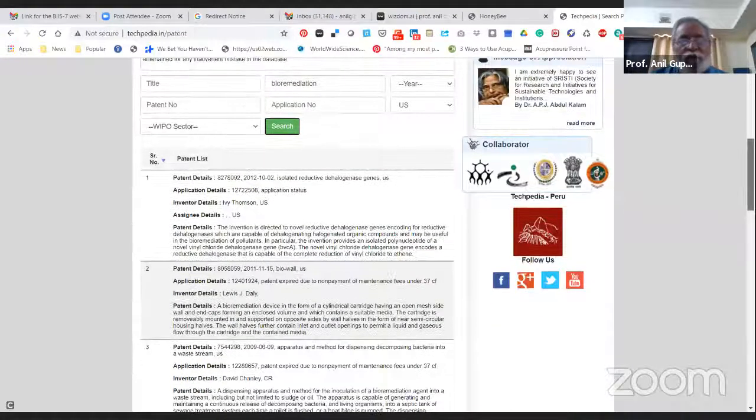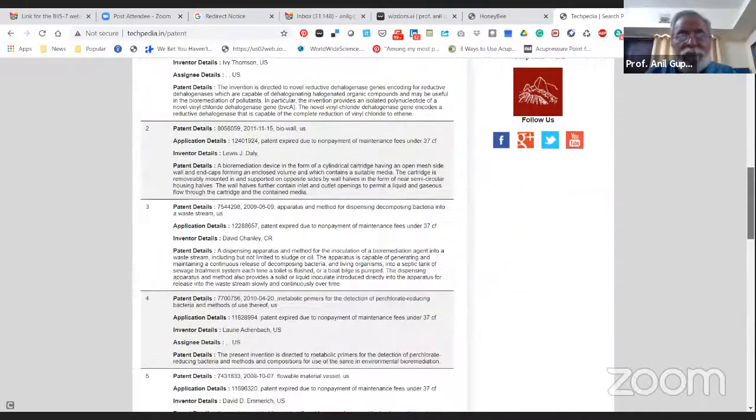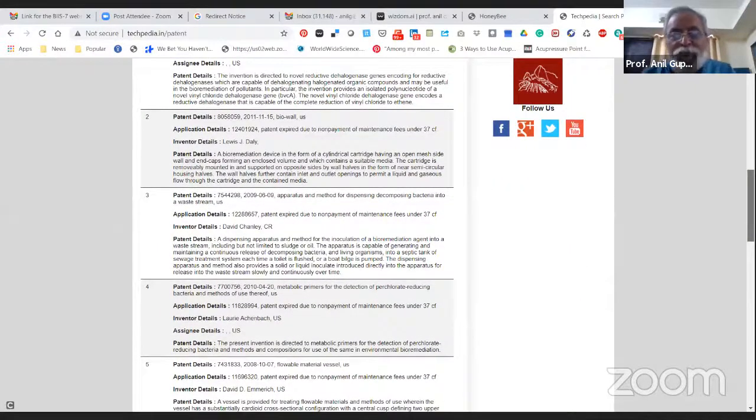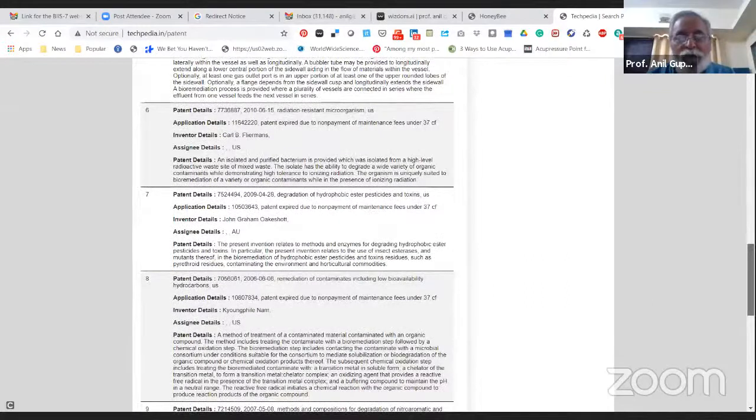So now you can see BioWall, a bioremediation device in the form of a cylindrical cartridge having an open mesh sidewall, etc. There are different practices, such as metabolic primers for detection of perchlorate reducing bacteria and method thereof. So bioremediation also includes microorganisms. So use same in environmental bioremediation. So bioremediation can be by plants. Bioavailability. You see the point? But bioavailability need not be for a biological source. Bioavailability can be of a chemical drug also.